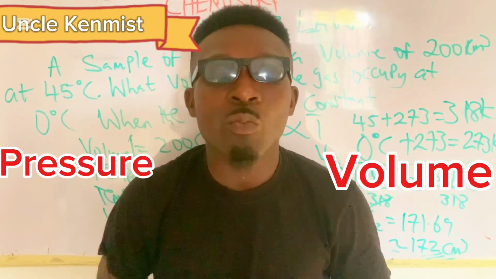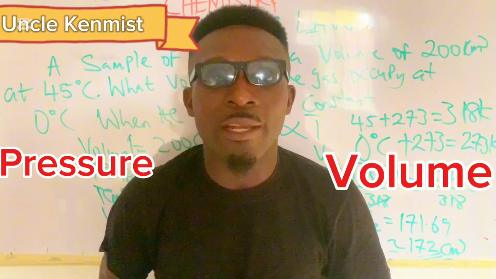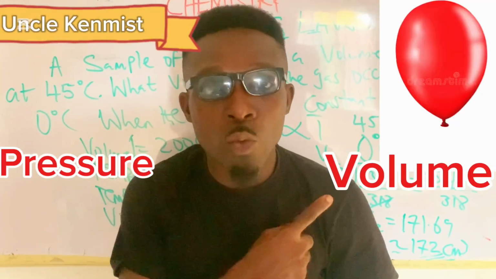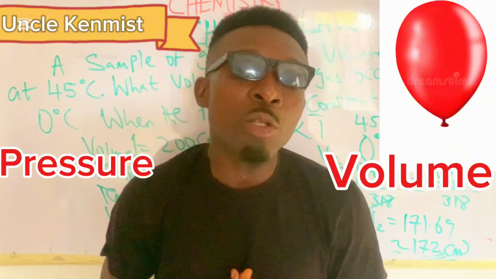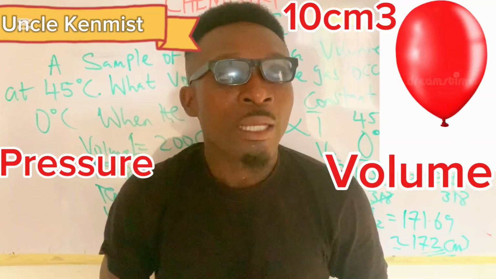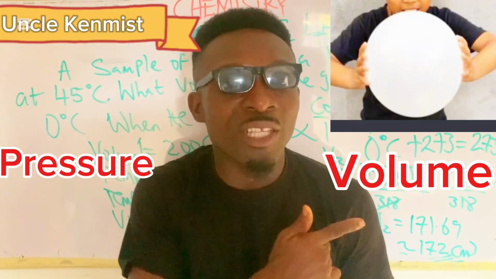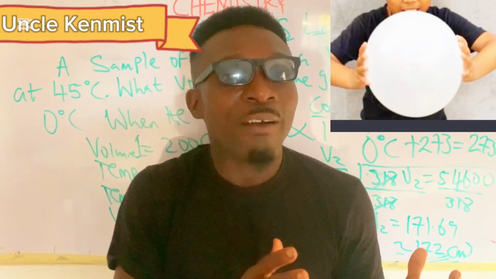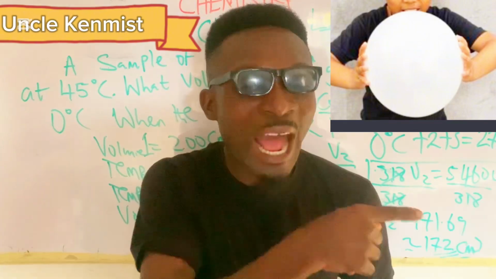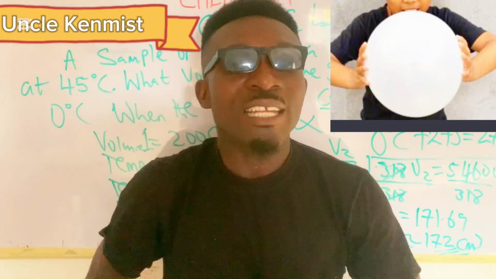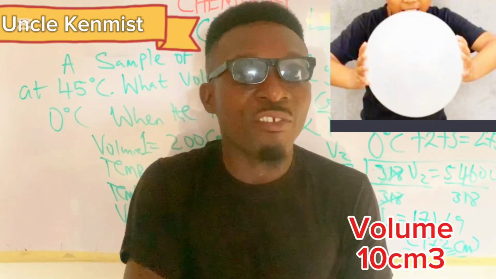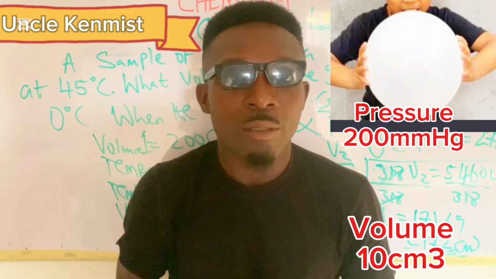Now we can use this with an illustration to make you understand what Boyle's law is all about. Let's take for instance, you have a balloon right here. Now when you look at the volume of this balloon, it may have a volume of about 10 cm3. Now, when we apply a little pressure on this balloon, we will observe that it will decrease in size as a result of the pressure acting on it. Now, let's take for instance, the volume was 10 cm3 when the pressure acting on it is 200 millimeter mercury.